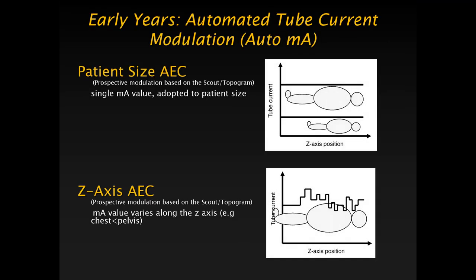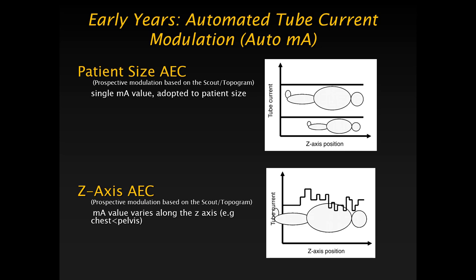So in the early years of automated tube current modulation, we had AutoMA. And AutoMA is a great tool. This is how it works. It does two things. The first thing is that after you scout, it's going to recognize whether your patient is small or large. It's going to give larger patients more MA and smaller patients less MA. In addition to that, it's going to perform what's called Z-axis modulation. It's going to identify that there are density and width changes of your patient from head to toe.